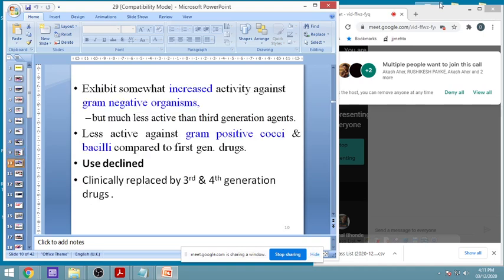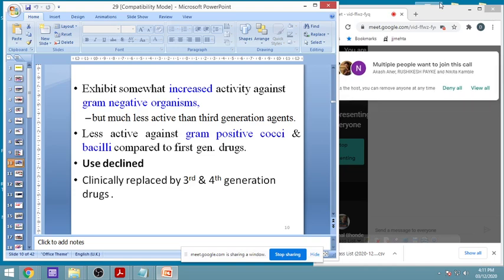They exhibit comparatively more activity than the first generation ones, more gram negative activity. They are much less active than the third generation agents. They are less active against gram positive cocci and bacilli compared to the first generation drugs. But again, nowadays their use has declined because clinically better agents are available, like third generation and fourth generation. So up to second generation, they are now of little use. They are not much used nowadays.